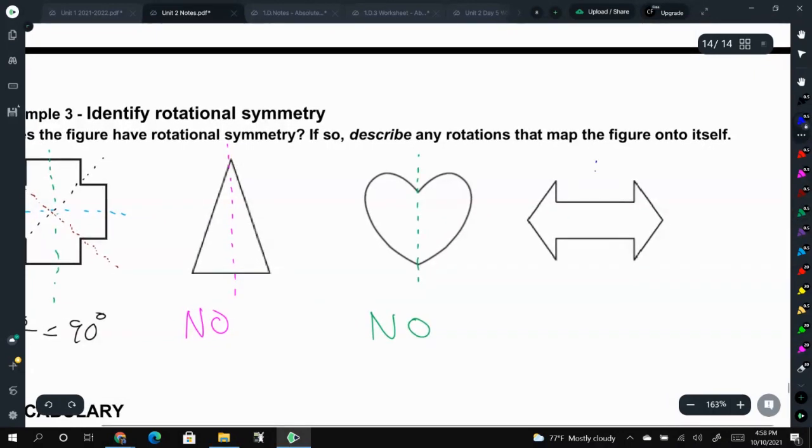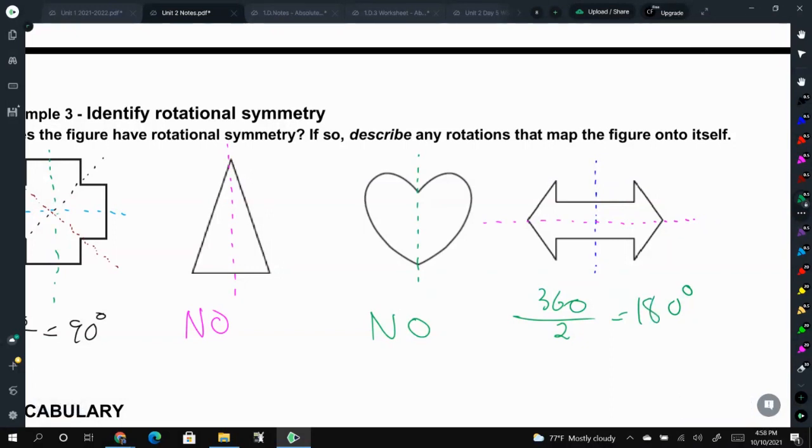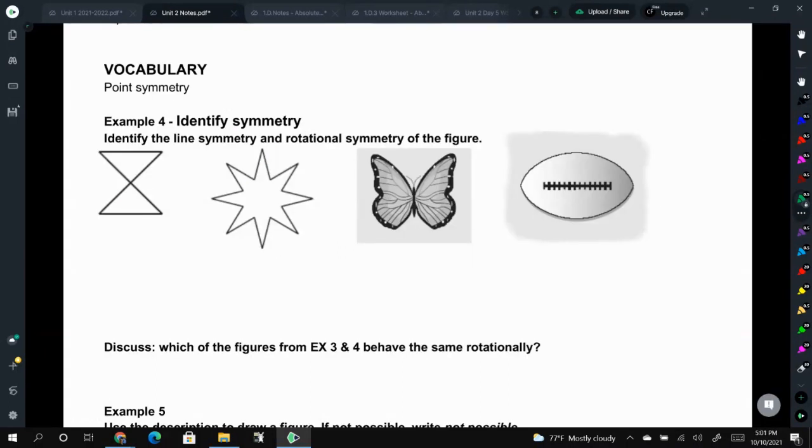This double arrow, you might say, I agree with that one. And there's also this one. There's no other lines of symmetry. So 360 over 2 is 180 degrees. So this just barely met the requirement for rotational symmetry, where I could rotate this 180 degrees and it would map or land onto itself. And we're going to skip point symmetry.